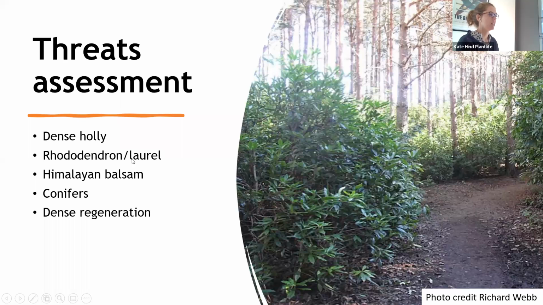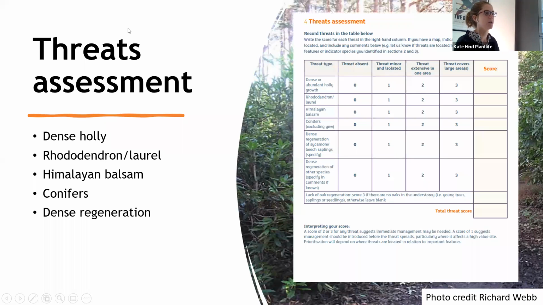The next section is on the threats. So Alison went through some of these earlier as well. In the survey, you can record whether there is dense holly, rhododendron and laurel, Himalayan balsam, conifers, and any dense regeneration of any species. With the holly, if it's densely growing, it can shade out some of these light-loving lichens and some of the mosses. The same with rhododendron and laurel, and rhododendron is a particular issue in Scotland.